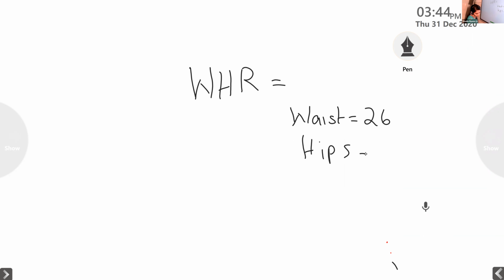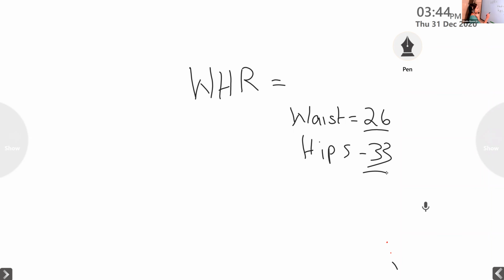So the hip measurement, the round hip measurement, is taken from the widest point, and the waist measurement is taken from the smallest point. Here my hip measurement is 33. This is my value. Waist is 26 and hips is 33.